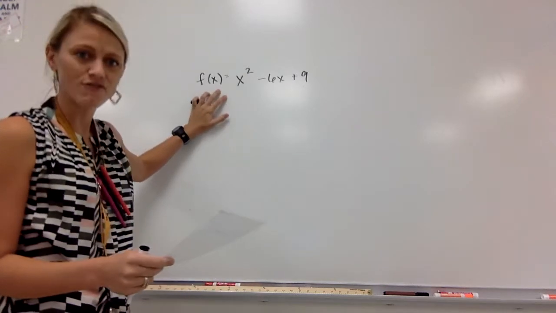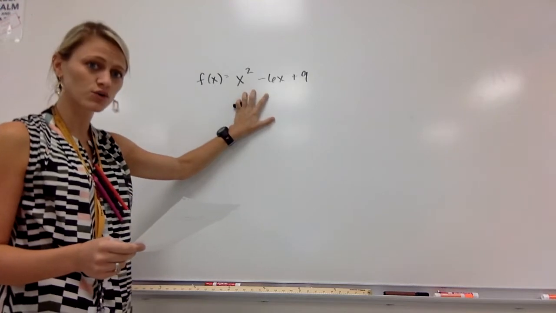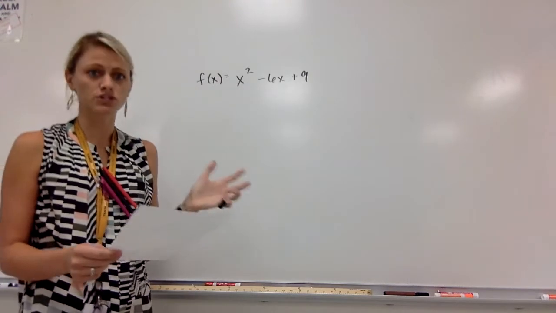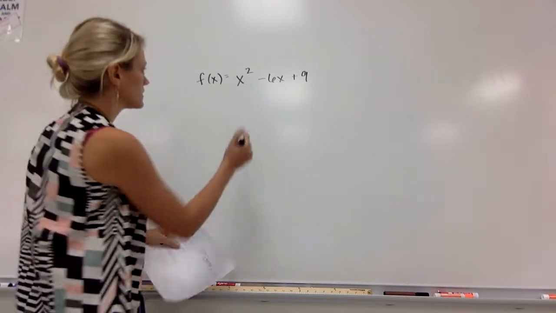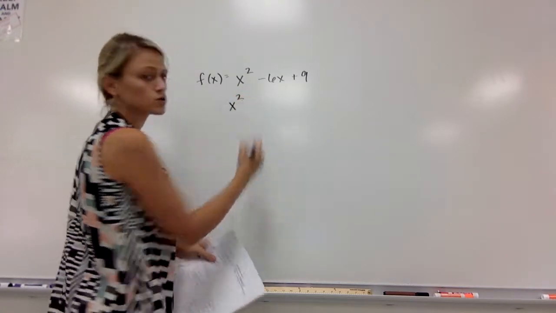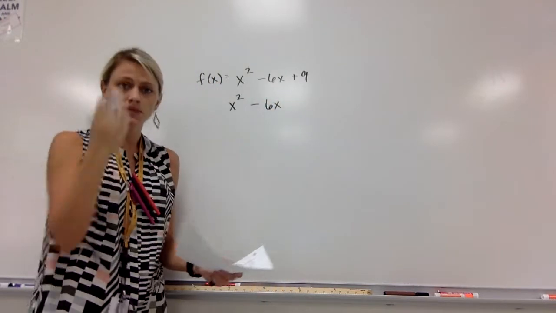So in this case, I've got f of x equals x squared minus 6x plus 9. Remember, this is standard form. I need vertex form, okay? So that's my goal here. I'm just going to rewrite this. So I'll have my x squared minus 6x. Same thing as before.